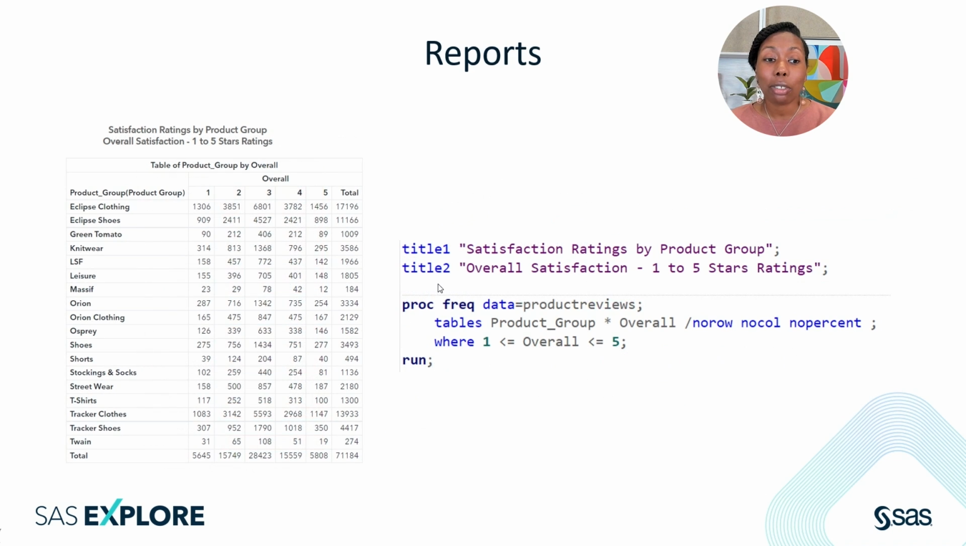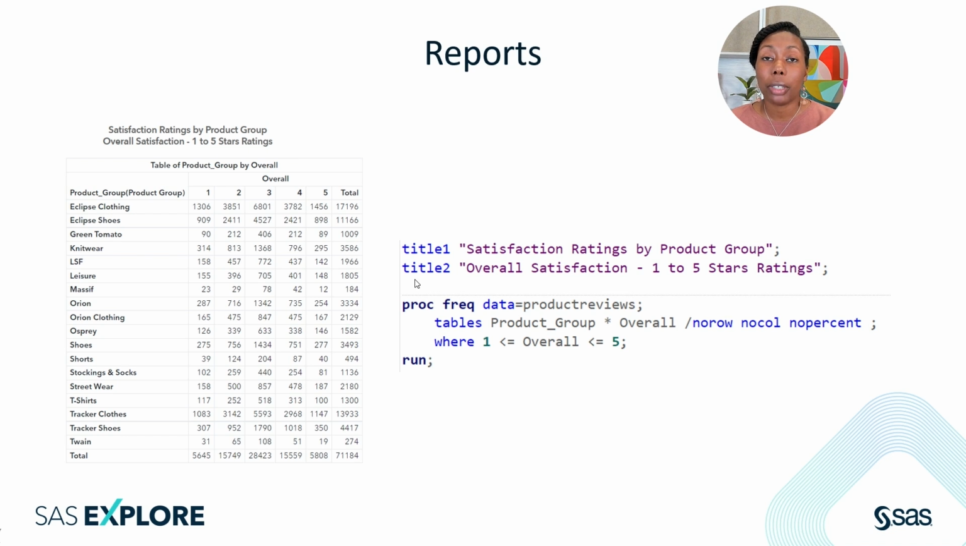The second report is where we're looking at the breakdown of our different reviews. So while the first report focused on just the average, this time we're going to see, for example, with the Orion clothing product group, how many 1 stars were there? How many 2 stars were there for their product groups? So we have our overall satisfaction, 1 to 5 star rating.